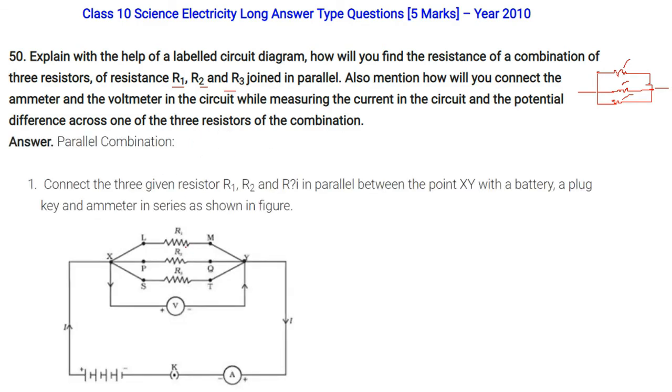So here R1, R2, R3, as I just showed, are in parallel. So all will have the same potential difference because they are in parallel. So we'll connect the voltmeter in parallel with these 3 resistances. And of course, in series with them, that is with the battery and the key, we'll put the ammeter here. So we'll connect the 3 given resistors like this in parallel between the points X and Y with a battery, a plug key here and an ammeter in series with them. This is how we are going to draw it.